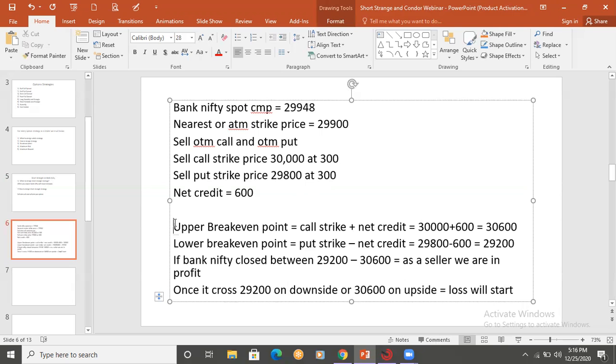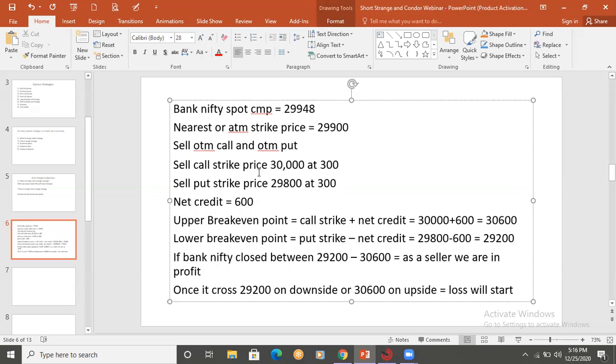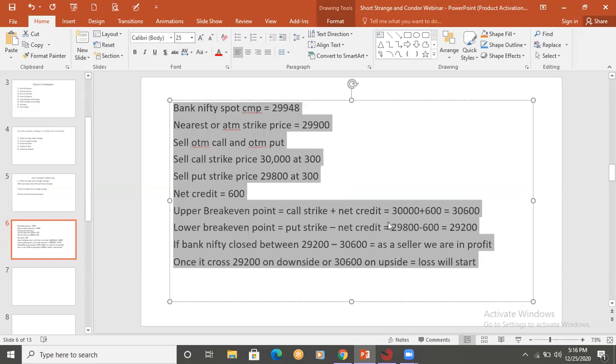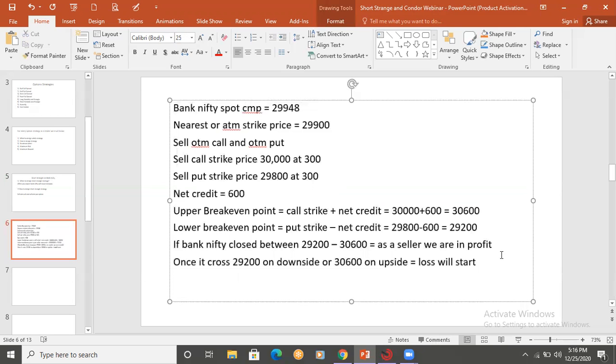Now let's talk about maximum risk and maximum reward. From this strategy, what is the maximum risk and what is the maximum reward? See, maximum risk, as I discussed, is unlimited. But we have a solution for this. If I'm designing this short strangle strategy in the live market, I can control my risk by having the right stop loss. So in my live sessions, I'm going to discuss what the stop loss should be.